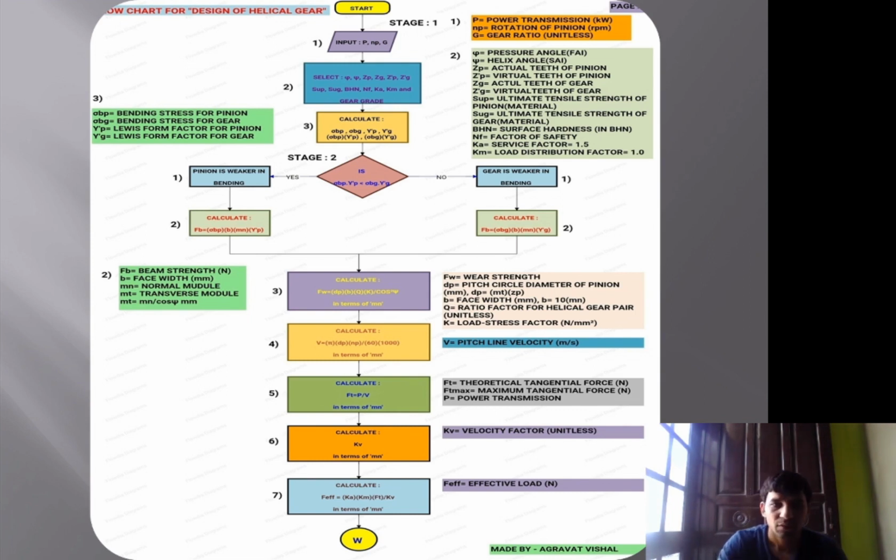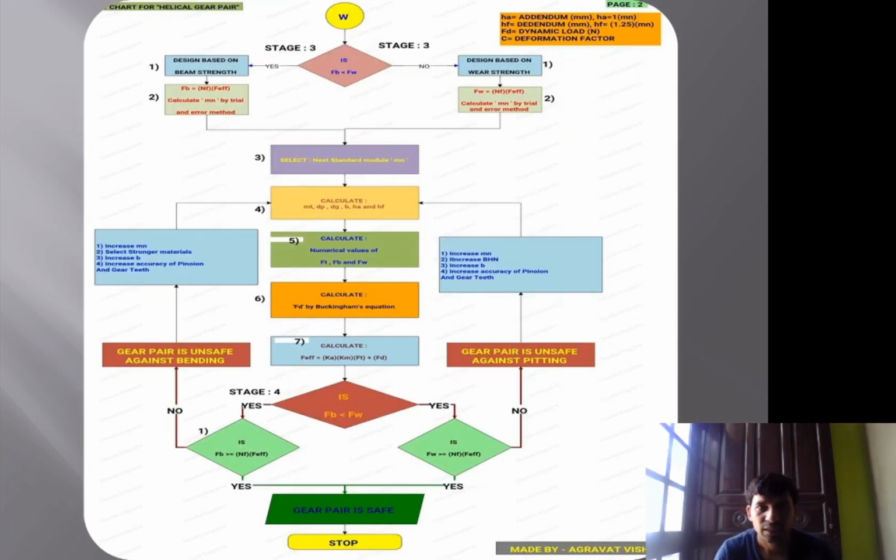After calculating F effective, the effective load, we go for the next stage, where we check whether FB is lower than FW or greater than FW. If FB, that is the beam strength, is less than the wear strength or wear load, then we design based on beam strength. And if FW is greater than FB, then we have to design on the basis of wear strength.